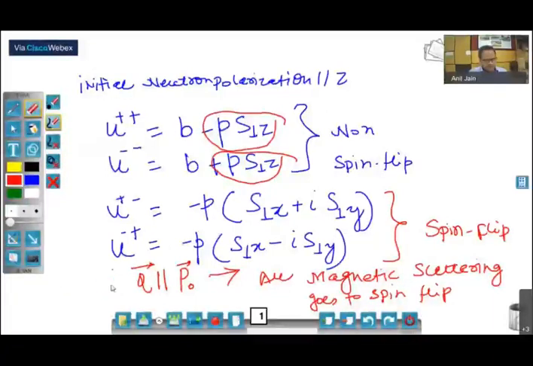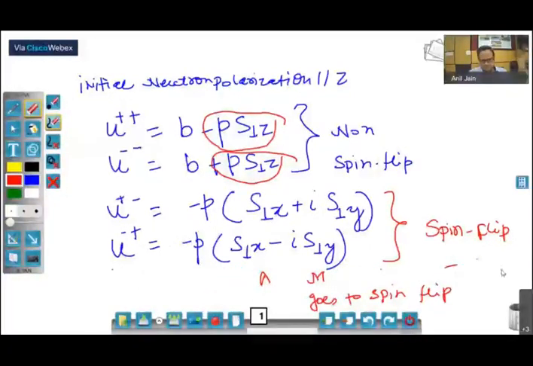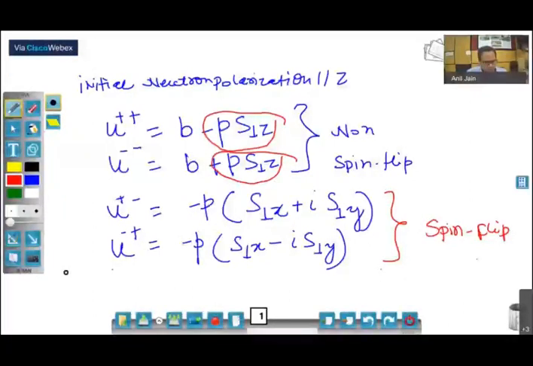So case number 2. Case 2 is, suppose Q is perpendicular to the neutron beam polarization, and this S vector is parallel to the P naught and is parallel to the Z axis.